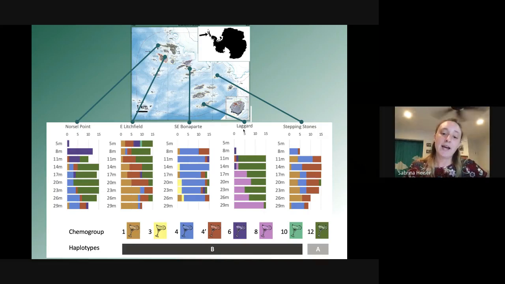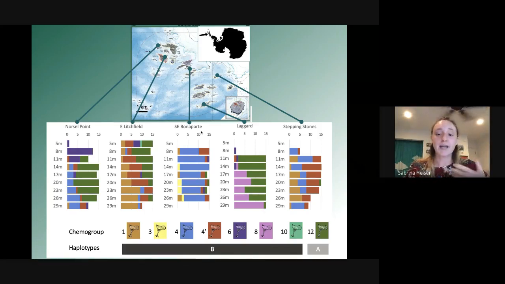And then we also had a couple of sites that were very specific in the chemogroups that they were producing. So Southeast Bonaparte over here, for example, was mostly dominated by chemogroup 4.